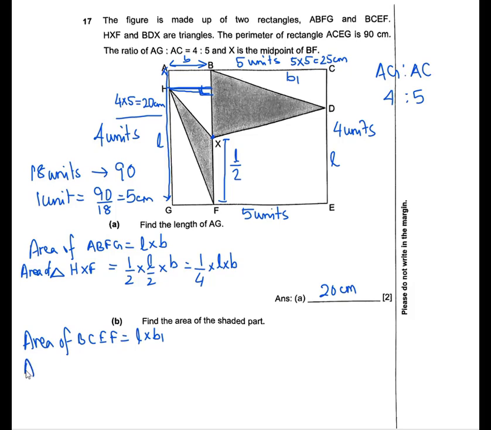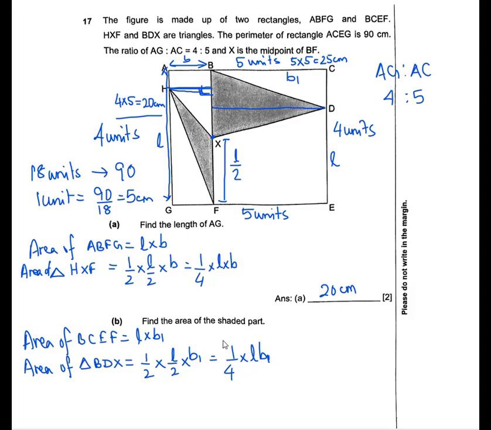Now area of triangle BDX is equal to half times this base here. What is this base? Again, this is the midpoint, which means this also has to be L by 2. This is L by 2, this is L by 2. So the base is L by 2 times this height here, which is the same as this here, and this will be equal to B1. So it looks like 1 by 4 times length times B1.